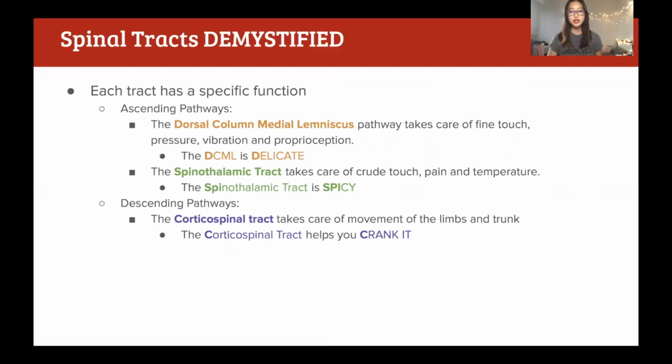And the spinothalamic tract takes care of crude touch, pain, and temperature, which, as we all know, are the spicier aspects of sensation. So the spinothalamic tract is spicy, and that's how you remember that bit. Now, the corticospinal tract, all you guys need to know is that it takes care of movements of the limb and trunk. So the corticospinal tract helps you crank it.